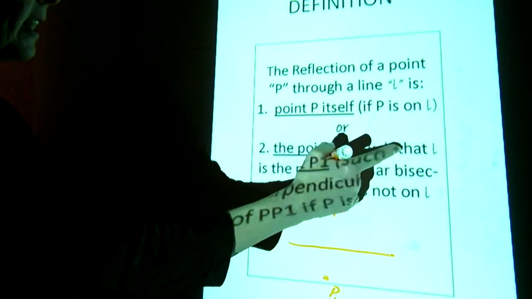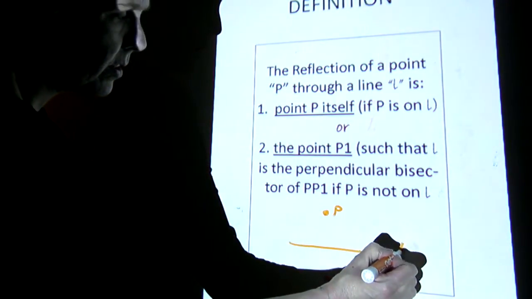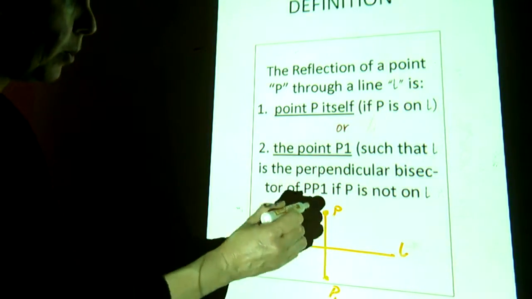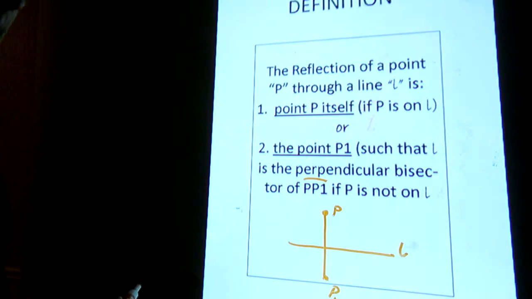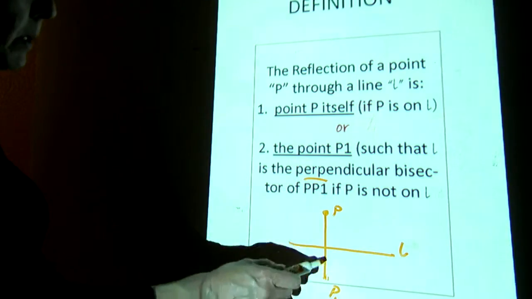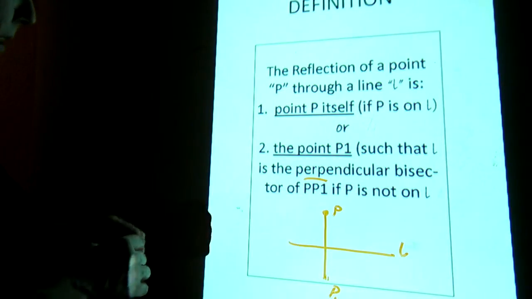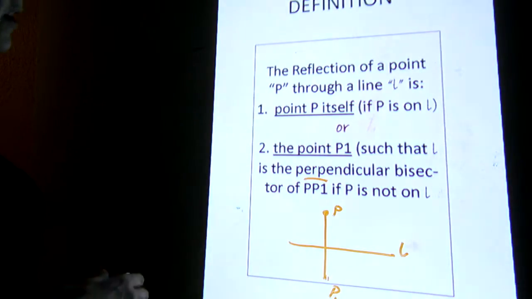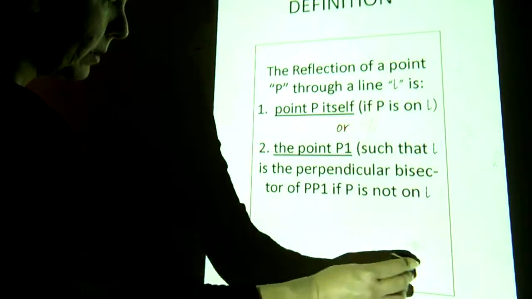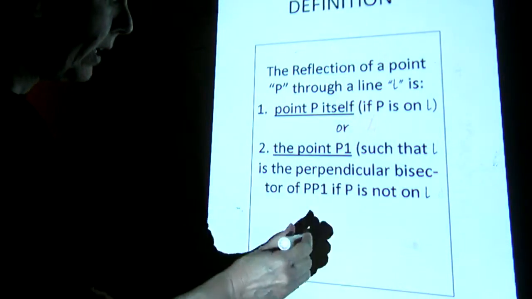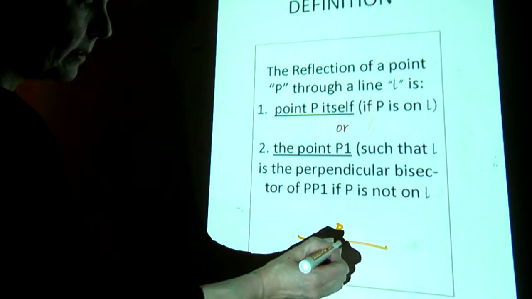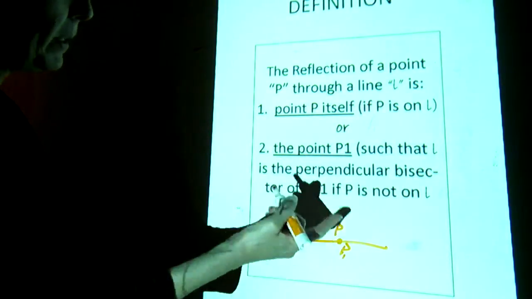So they're saying such that L is the perpendicular bisector of segment P P1. Oh, that should have a line over it. I just couldn't do it on the program that I had. That's if P is not on the line. So that's the definition of the reflection of a point. And if it's on the line, the reflection is P.